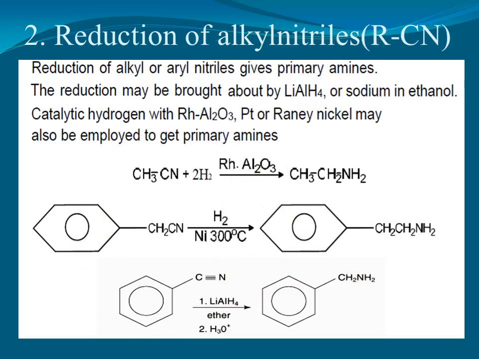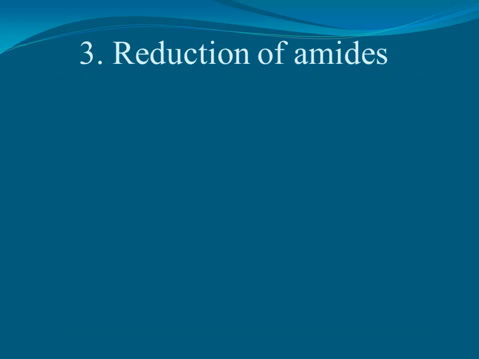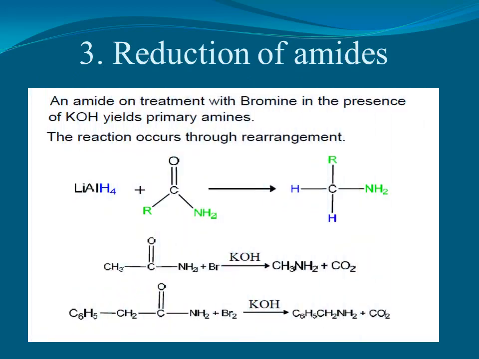The next nitrogen containing functional group is amides. We are going to reduce amides to get primary amines. An amide on treatment with bromine in the presence of potassium hydroxide yields primary amines. The reaction occurs through rearrangement. Now students, when we are going to reduce an amide, this is amide R C double bond O NH2, using lithium aluminium hydride, which is a reducing agent, this carbonyl C double bond O will get reduced into CH2 group, as you can see over here.